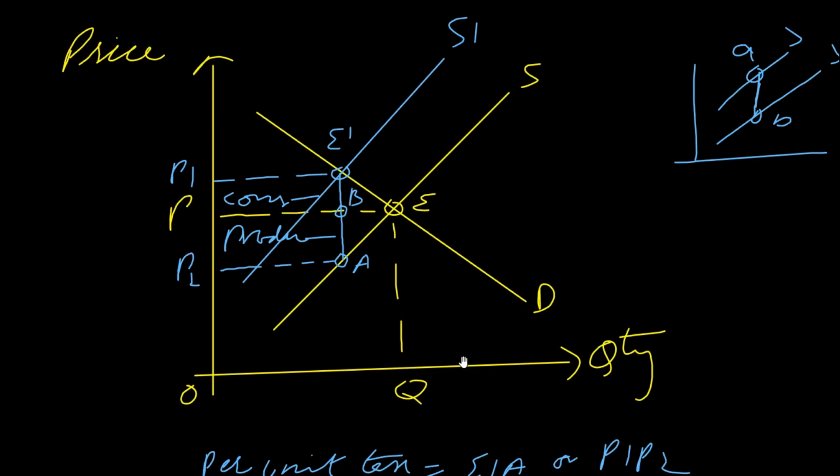One is more tax burden falls on consumers, less on producers. The second situation is more on producers, less on consumers. And the third scenario is when they both contribute equally, so an equal tax burden falls on consumers as well as producers. If you are interested to know when it will fall entirely on consumers, I suggest you watch my other video.